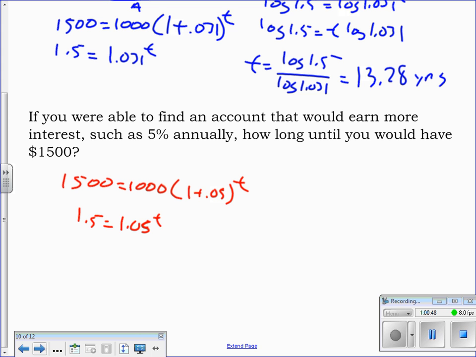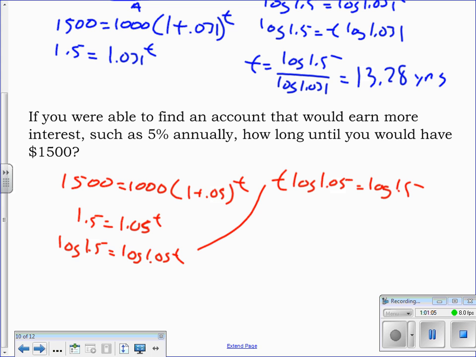Log both sides. Bring the T down out in front. Divide by log of 1.05. T equals the log of 1.5 divided by the log of 1.05. T equals less time. Ooh, 8.31 years.